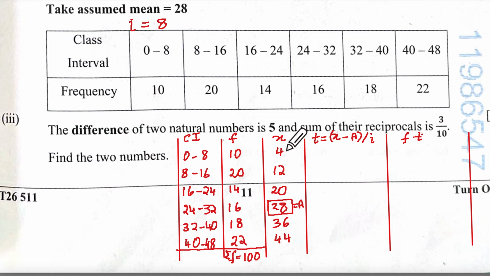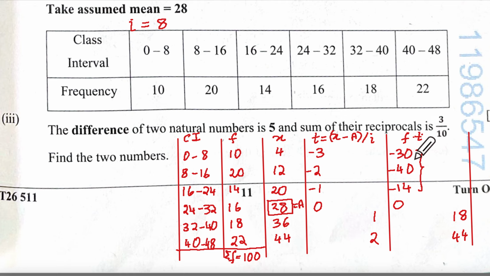So you will have this minus 28 is minus 24. So minus 24 upon 8 is minus 3. So this will be minus 2, this will be minus 1, this will be 0, and this will be 1 and 2. Now multiply by the frequency. So minus 30 here, minus 40 here, minus 14 here. This will be 0. 18 into 1 is 18, and 22 into 2 is 44.